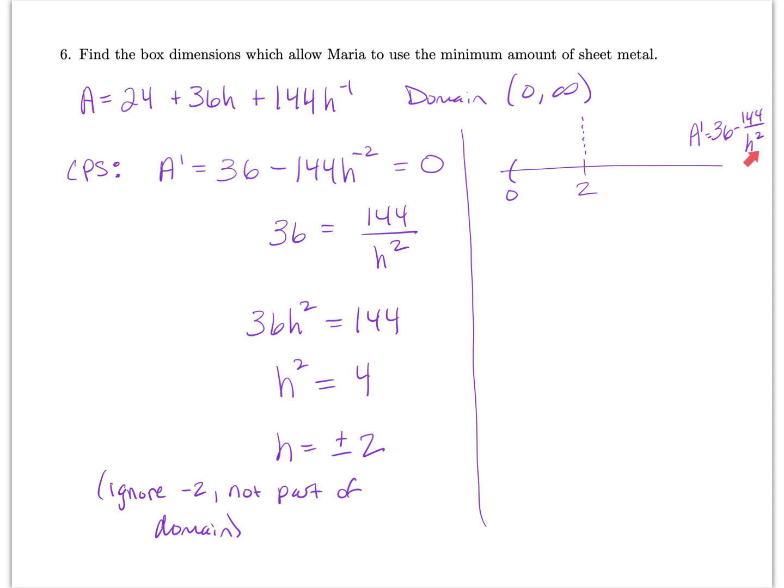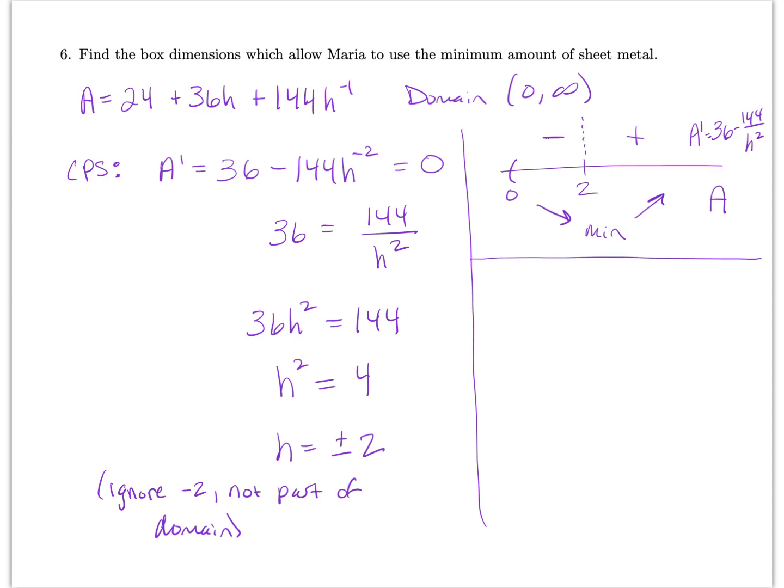If I put a 1 in here for H, I get 36 minus 144, which is negative. And then if I plug in something bigger than 2, like 10, right, I get 36 minus 144 over 100, which is a positive number. So now that I know the signs of A prime, I can think about A. When it's negative, it's decreasing. When it's positive, it's increasing, which means that 2 is a min.